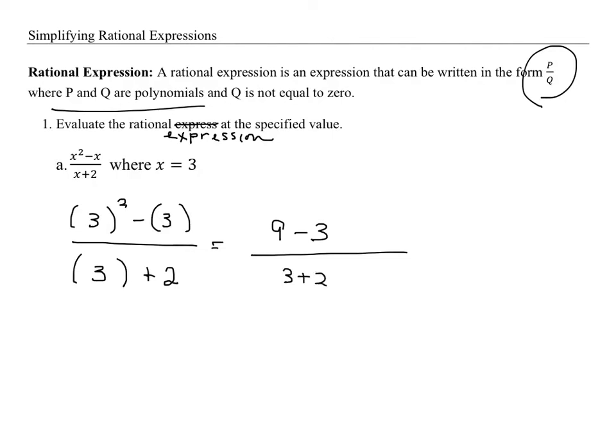And this long fraction bar means that the parentheses are actually implied. They want you to do everything in the top, everything in the bottom, and then divide. So it's going to be 6 over 5. And yes, you can change that to a mixed number, but you can leave it like this and move on.